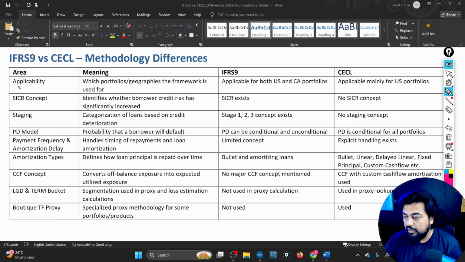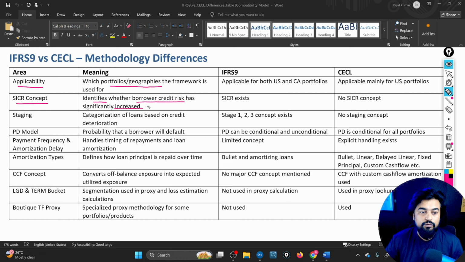Okay. Now, there are so many area-wise differences I have calculated here. So we are talking about the applicability. What is applicability? This means the portfolio or geography the framework is used for, which particular one it is used for. That is applicability. Then SICR concept. SICR stands for significant increase in credit risk. So the SICR concept basically helps identify whether the borrower's credit risk has been significantly increased over a period of time or not. Now, staging means categorization of loans based on the credit deterioration.